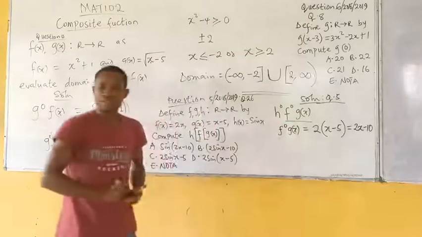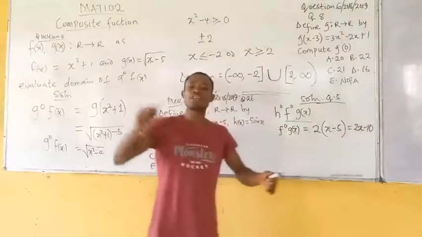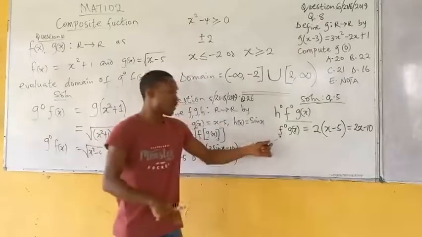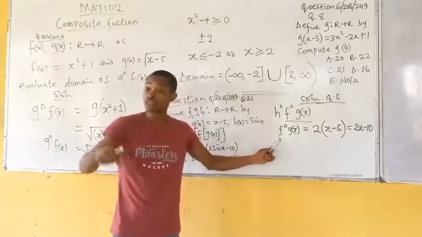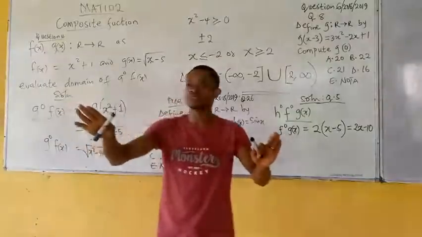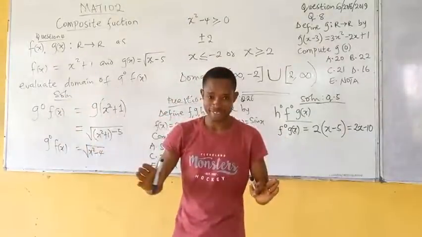Do you understand that, right? 2x minus 10 is now a new function that defines f of what? G of x. Is there any question? I hope it's clear, right?